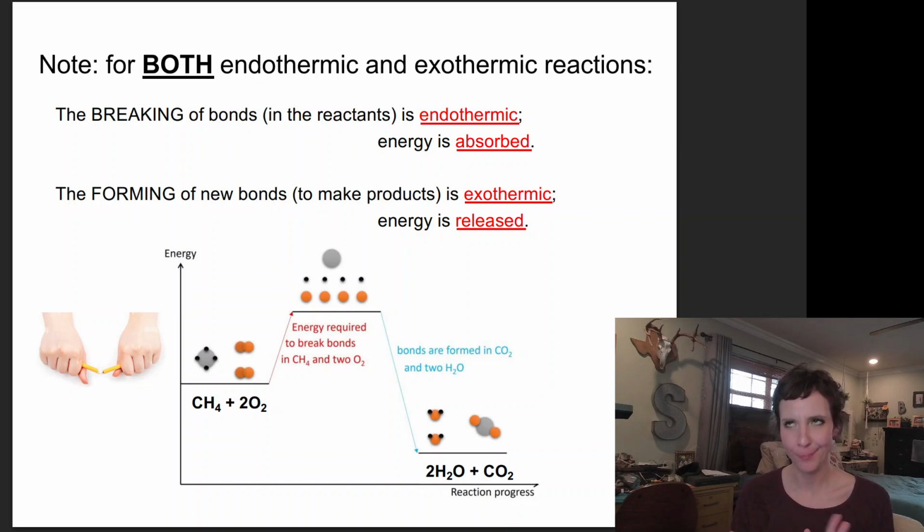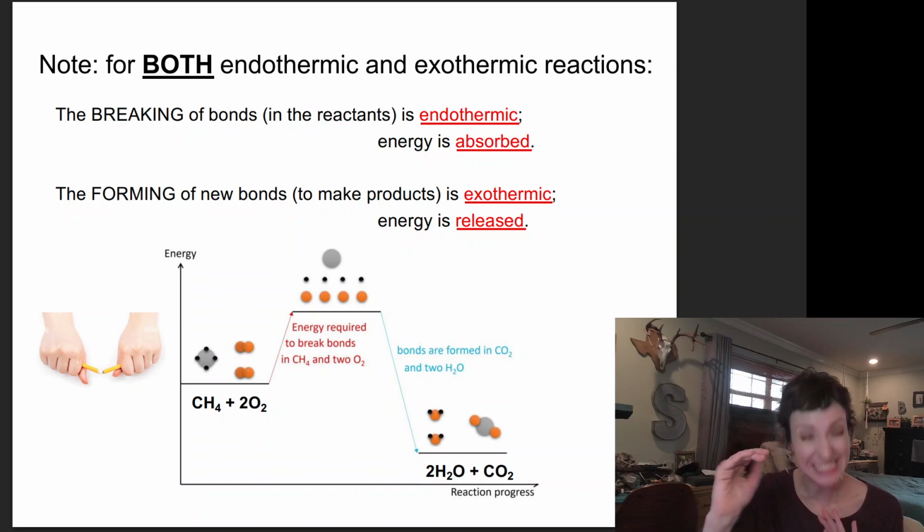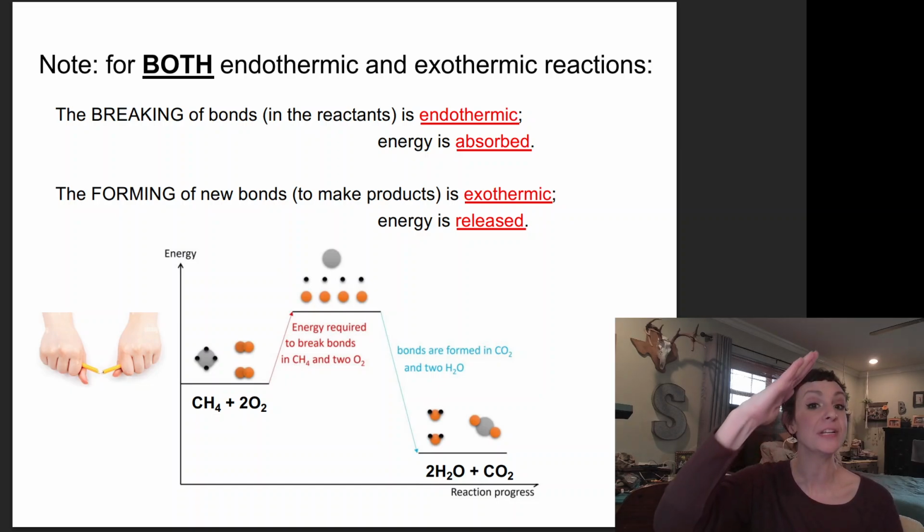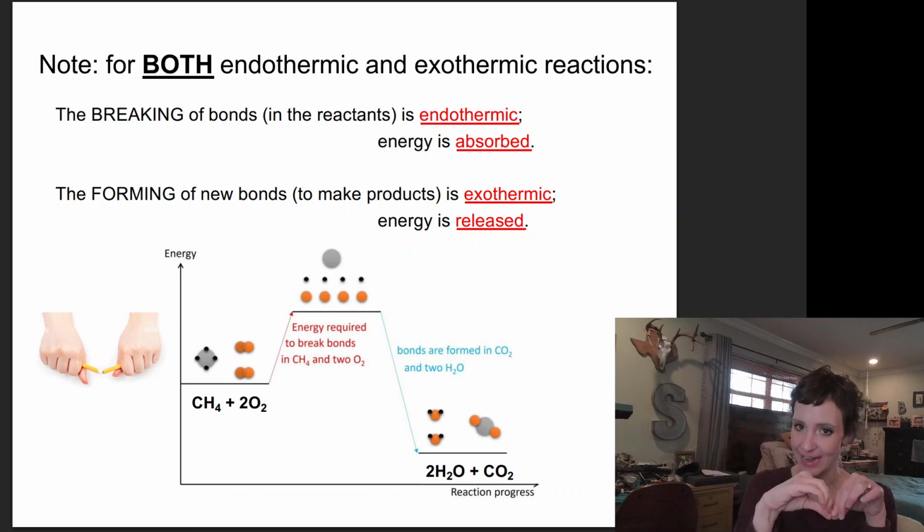Okay, let's talk a little bit more in detail about the little slopey slope up and the slidey slide down. Yes, I know it's a ladder and a slide, and that's how I remember it, but there's really some chemistry going on here. For both endothermic and exothermic reactions, that slopey slope up represents the breaking of the bonds in my reactants. And since that process of breaking bonds is represented by the slopey slope up, that's an endothermic process where energy is absorbed, right? Now, the forming of new bonds to make the products, that's the slopey slope down. That's actually an exothermic process where energy is being released.